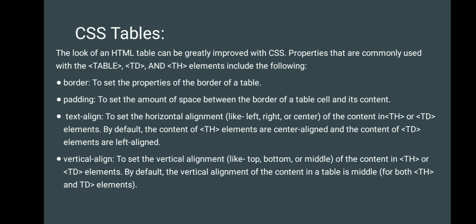Text align property. This is horizontal alignment we are dealing with. So here the horizontal alignment values are left, right and center. And vertical alignment contains the values top, bottom and middle. So these two attributes, text align and vertical align, help us to place the content in a cell. That is cell alignment.